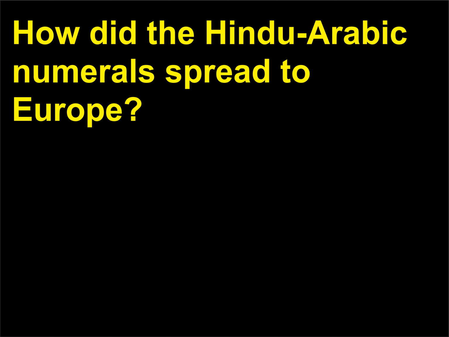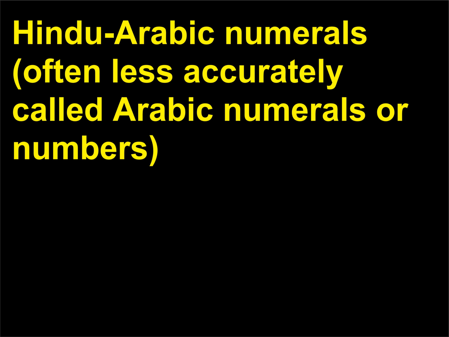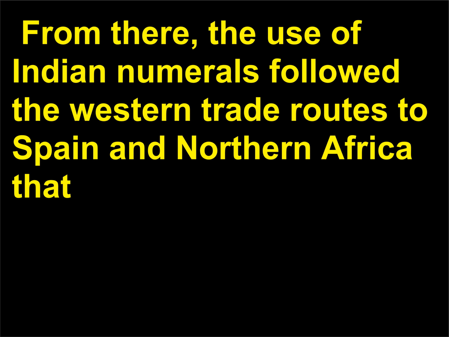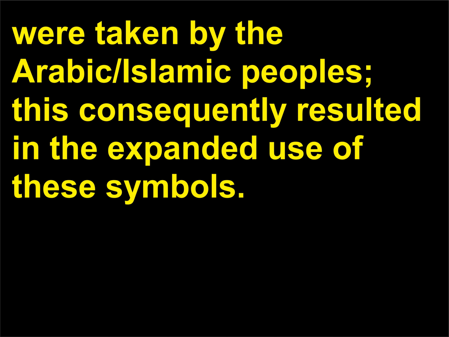How did the Hindu Arabic numerals spread to Europe? Hindu Arabic numerals, often less accurately called Arabic numerals or numbers, had their roots in India before 300 BCE. From there, the use of Indian numerals followed the western trade routes to Spain and northern Africa that were taken by the Arabic/Islamic peoples. This consequently resulted in the expanded use of these symbols.